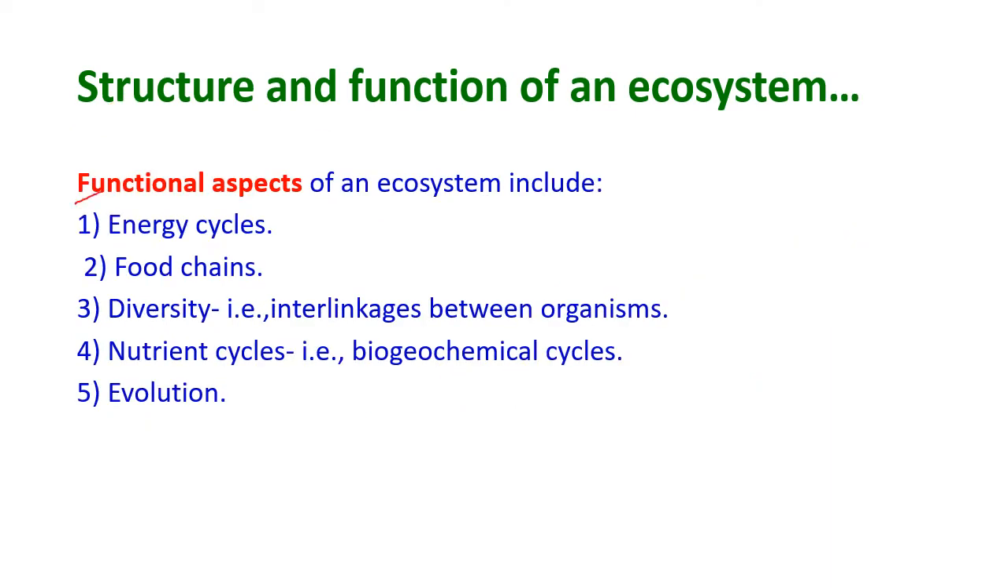Next one, the functional aspects of an ecosystem include the energy cycles, food chains, and diversity, that is the interlinkages between organisms, and nutrient cycles such as the biogeochemical cycles, and then evolution.